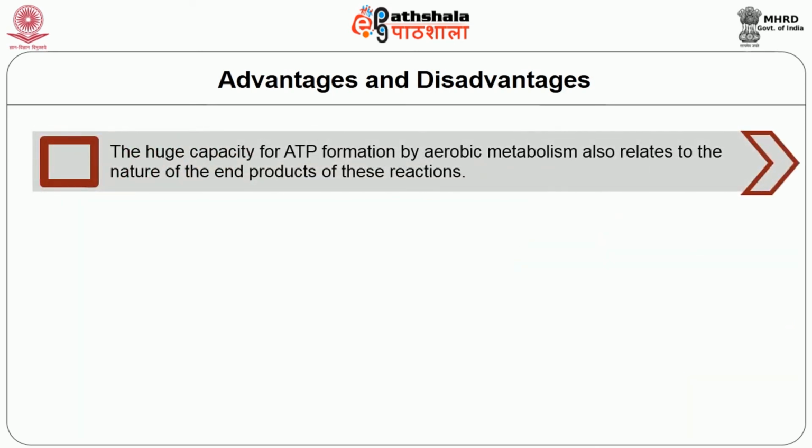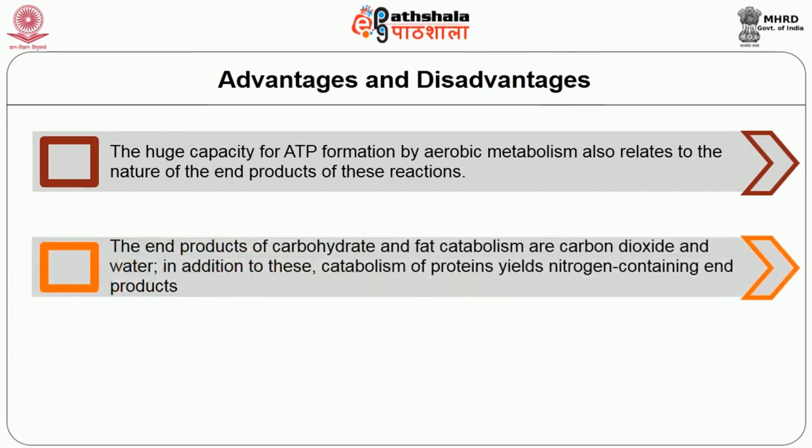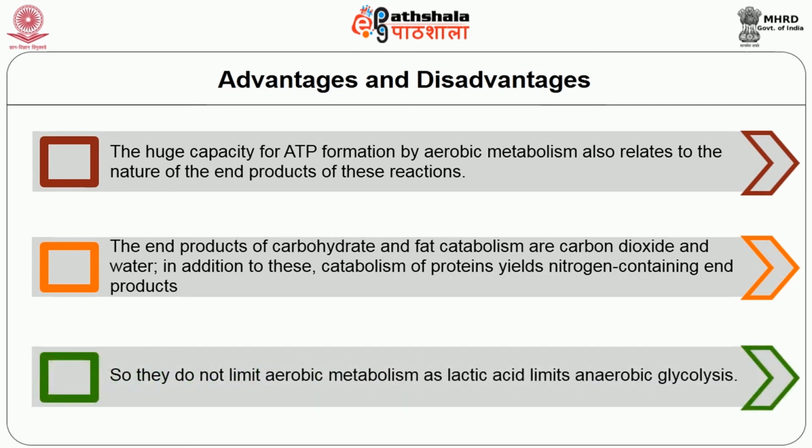The huge capacity of ATP formation by aerobic metabolism also relates to the nature of the end products of these reactions. The end products of carbohydrate and fat catabolism are carbon dioxide and water. In addition, catabolism of proteins yields nitrogen containing end products that are easily removed. So, they do not limit aerobic metabolism as lactic acid limits anaerobic glycolysis.